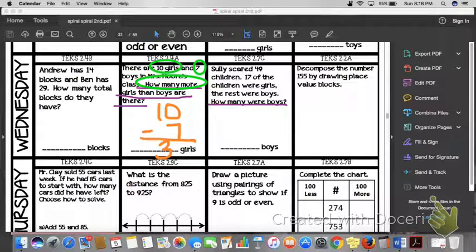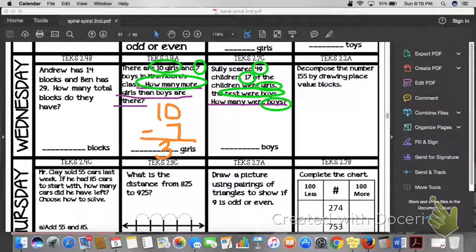And that is that there were 49 children. 17 of them, we know that they were girls. And we know that the rest of them were boys. Okay? So now, it's asking us how many were boys. They want to know how many boys there were. They told us how many children there were. They told us how many girls there were. But they didn't tell us how many boys there were. So we're looking for a missing number.